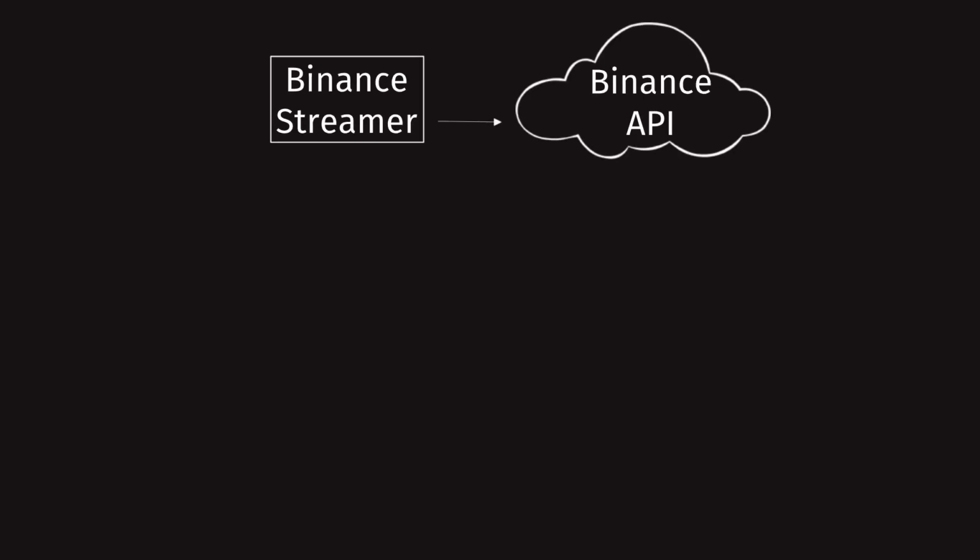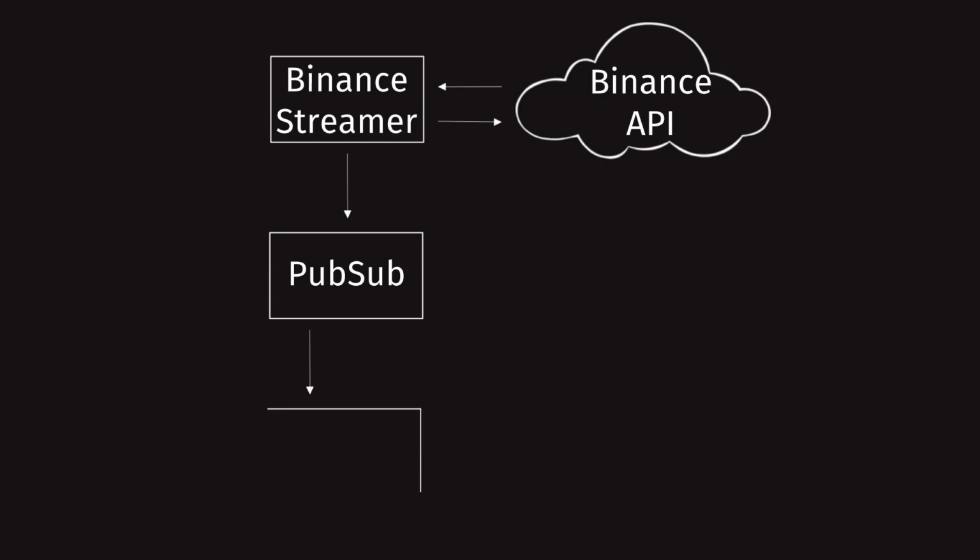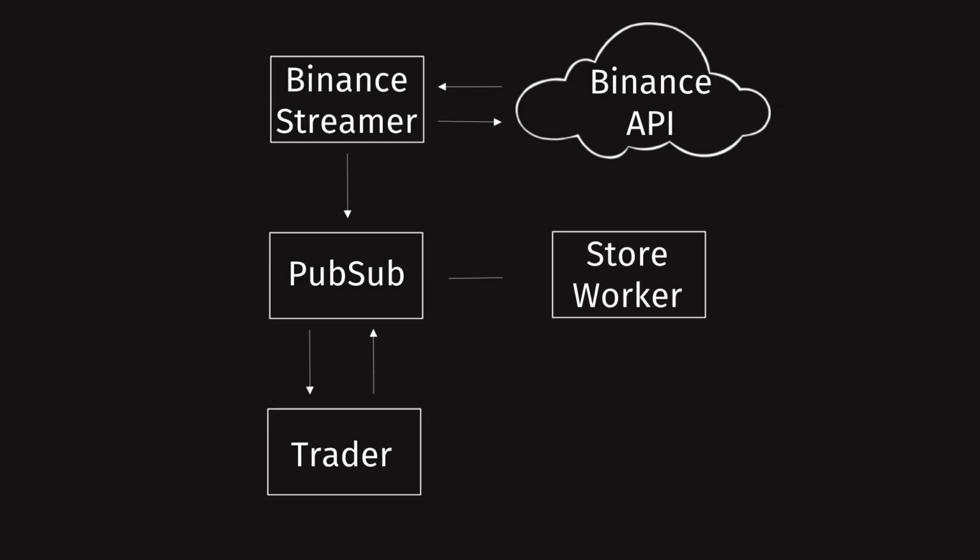Everything starts with the Binance Streamer process that establishes a WebSocket connection to the Binance API. From that moment, it will receive trade events which it will broadcast to the PubSub topic. All trader processes subscribe to that topic, so they will receive those trade events, and as they trade, they will broadcast orders back to the different PubSub topics. The data warehouse storing worker processes are subscribed to the orders topics and they will store them into the database.